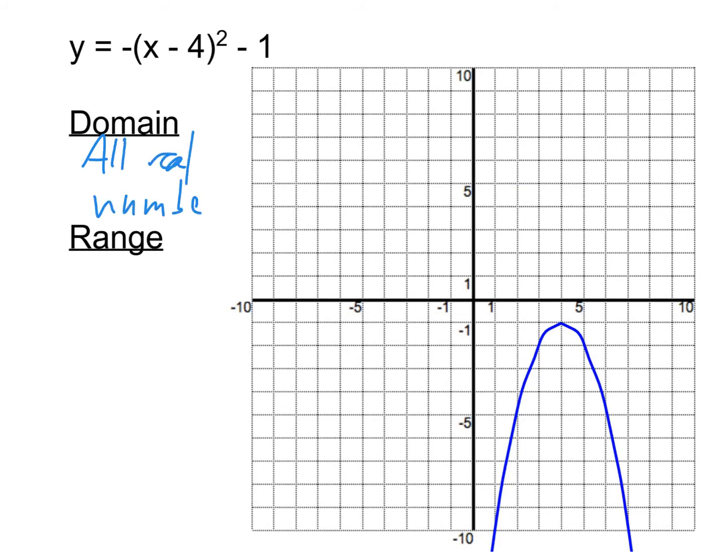All right, and then for the range, well, we start at this vertex, and then notice our y values in this case are all going to be at or below that point. So my y values, they start at -1, and then since they're going down from there, it's a less than or equal to.